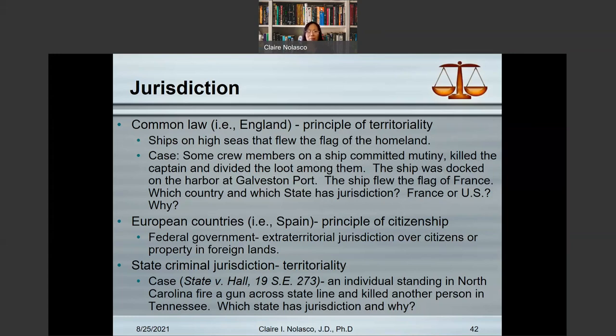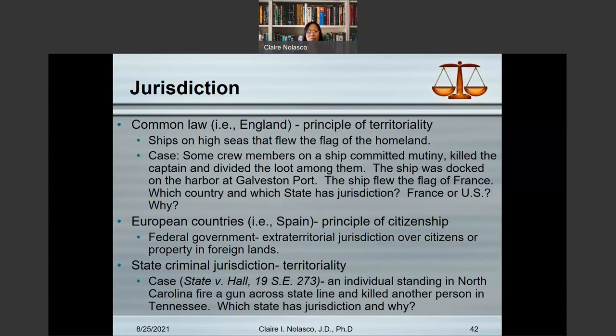In other European countries, they follow the principle of citizenship. For example, Spain. They say in Spain that a Spanish citizen who commits a crime anywhere in the world would be subject to Spanish laws. Now let's look at state criminal jurisdiction, the principle of territoriality. And this is an actual decided case in State versus Hall.